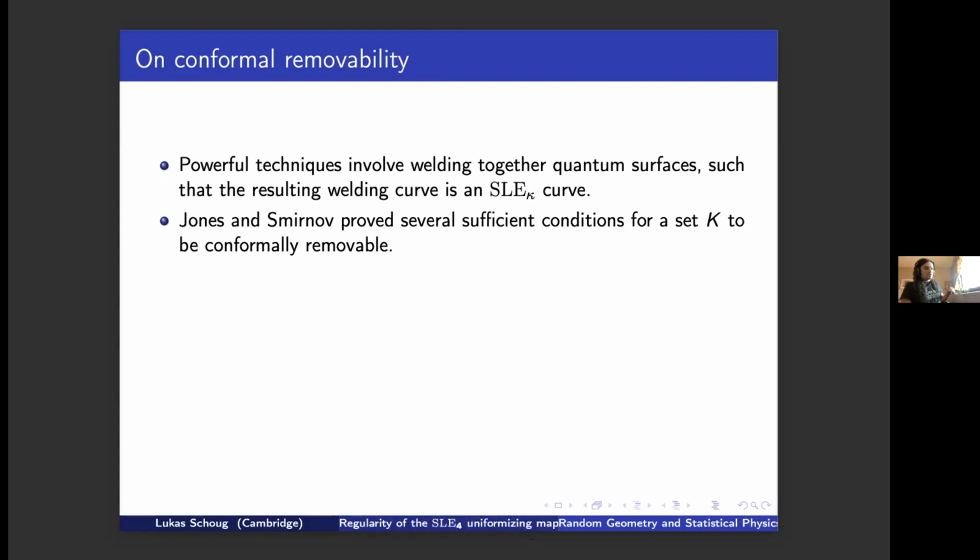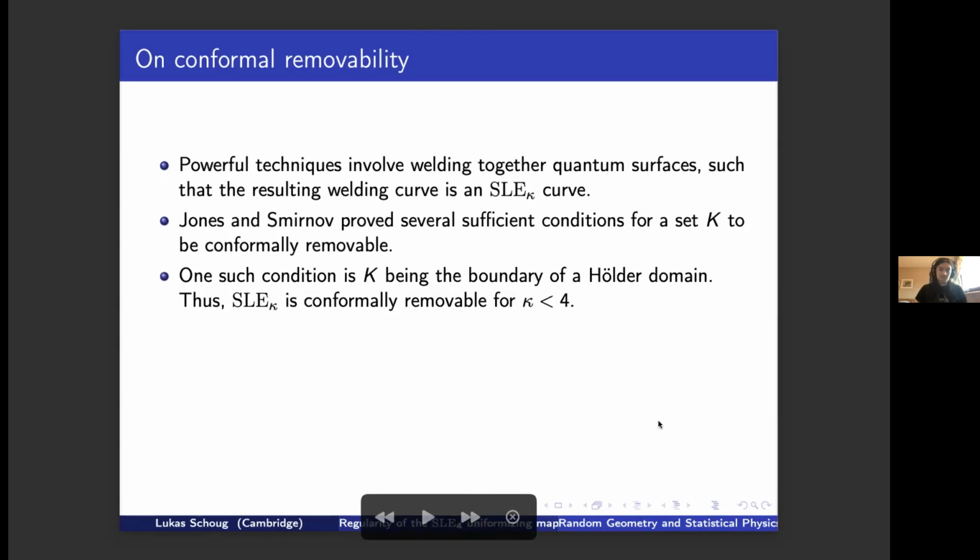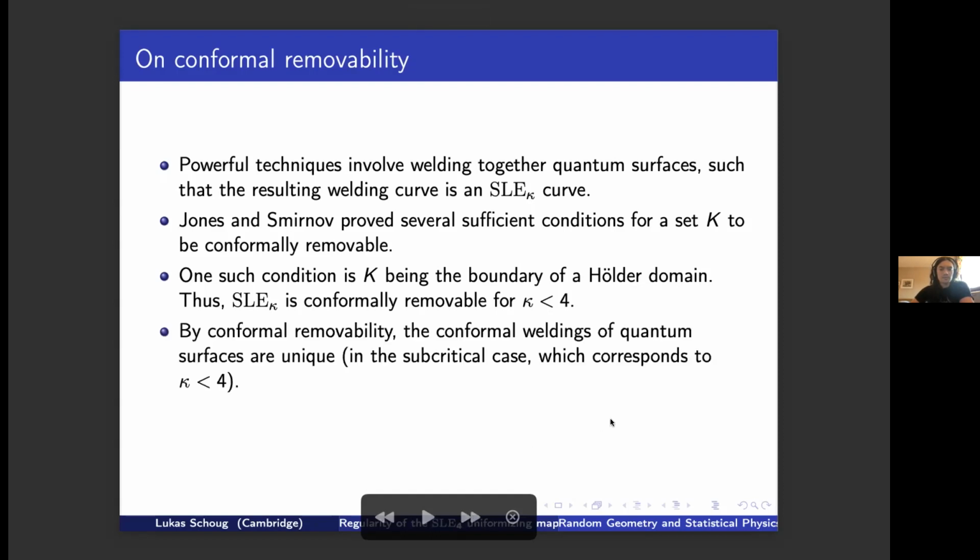And so one of the most common ways to prove anything related to conformal removability is to try and check the conditions which were outlined by Jones and Smirnov. So they state several sufficient conditions for a set to be conformally removable. And these have kind of been the way to fix things. So for example, the first one is that the set K is the boundary of a Hölder domain. And this was proven, as I mentioned before, for the regularity of the SLE. So just knowing that immediately implies then that the SLE kappa is conformally removable for kappa less than 4. So this then, of course, makes sure that these conformal weldings of surfaces are unique in the subcritical case, that is kappa less than 4.